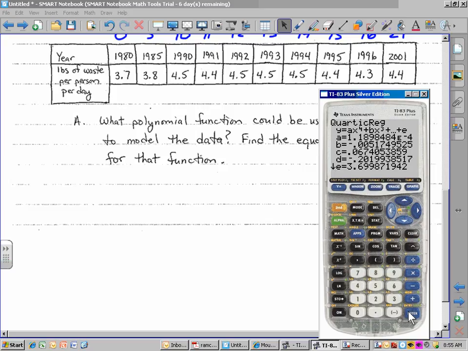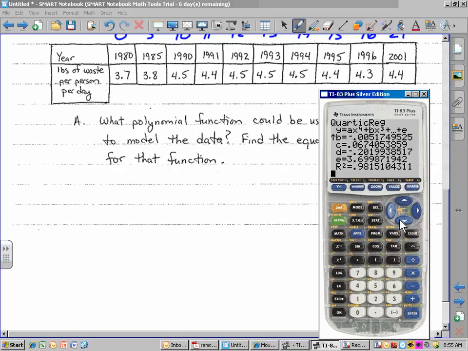Okay. Notice that we have a down arrow. That means we're missing something. We don't see the r squared value. If we push down, there's the r squared value. That is much better than what we've had so far. 98.2%. That's the one we're going to use.